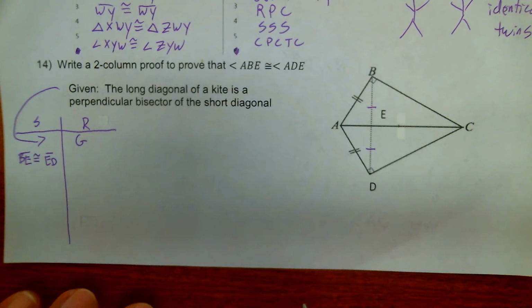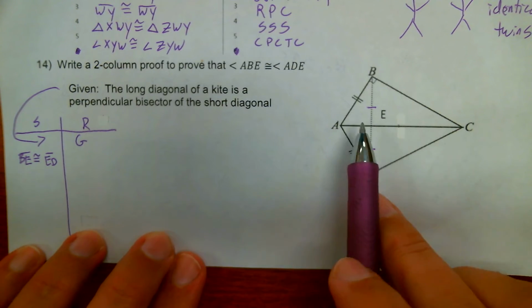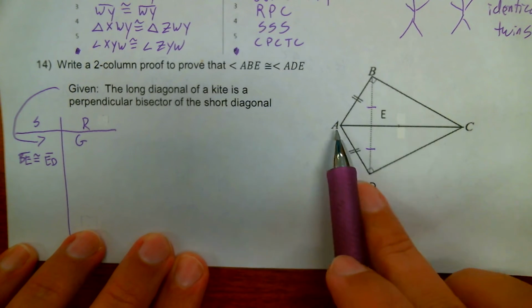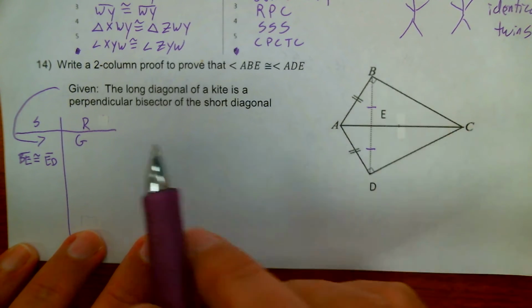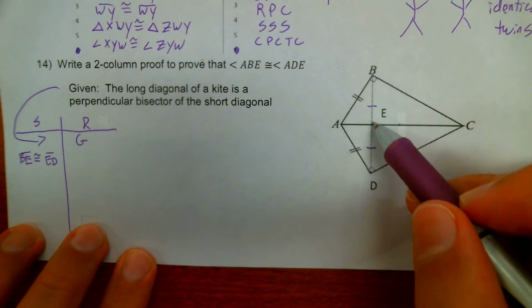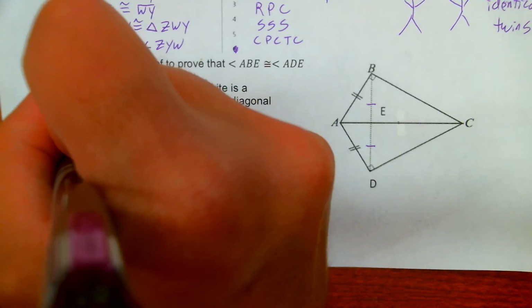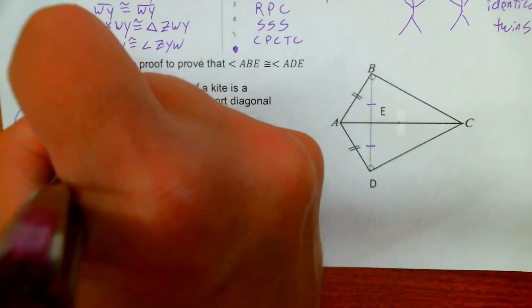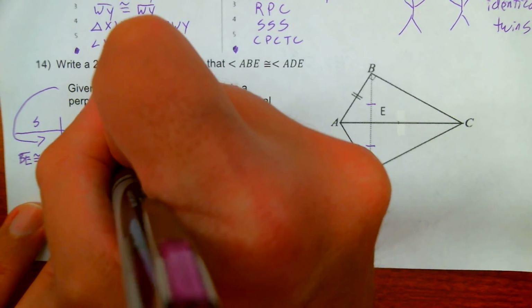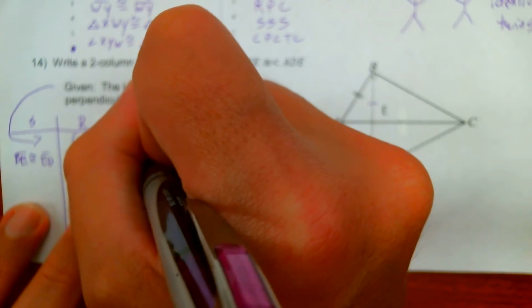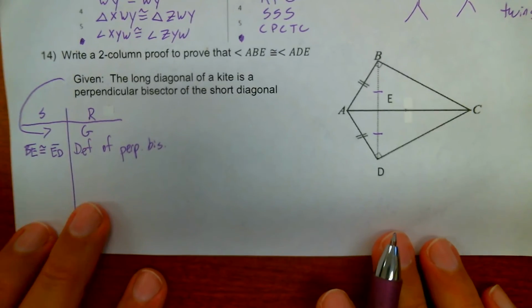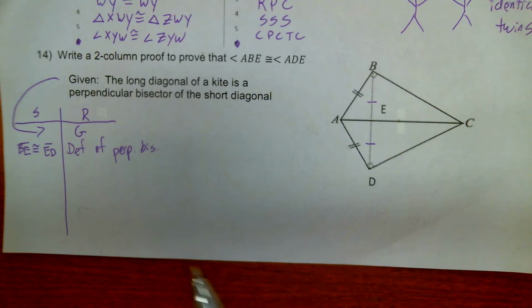this last problem. Okay, so anyway, it tells us that the long diagonal of a kite bisects the short diagonal so that I can say that BE is congruent to ED, and the reason for that is definition of bisector, or I can put definition of perpendicular bisector, and again, I'm going to abbreviate that. Okay, definition of perpendicular bisector. I'm cutting BD in half.